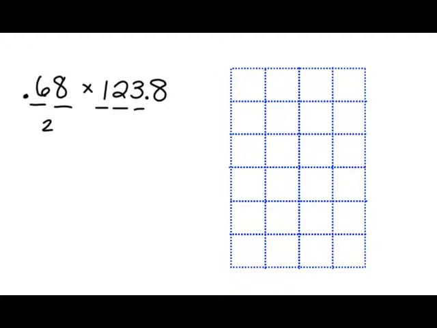Here we go. We're going to do 0.68 times 123 and 8 tenths. Okay, this has 2 digits. This one has 4 digits. So the one with the 4 digits goes on the top, Charlie. I start on the right and I fill them in.